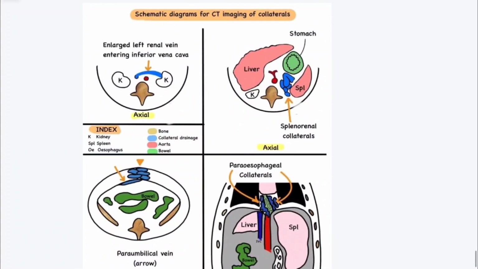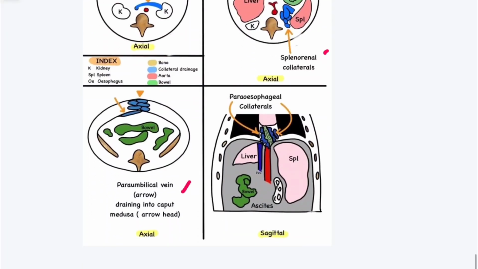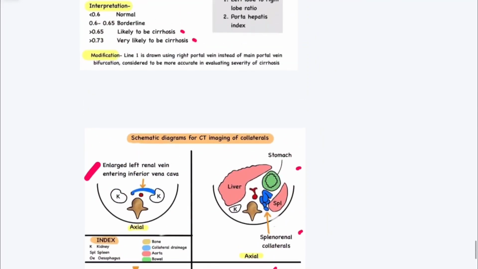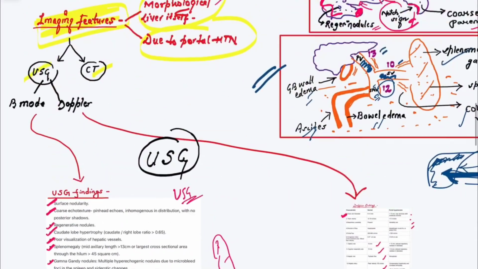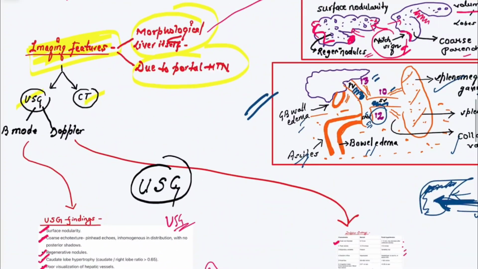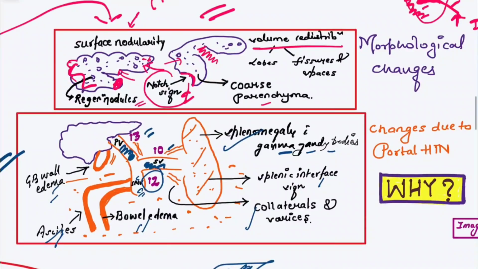As discussed earlier, all the findings that we have discussed are very well visible on CT also. The left renal vein can also be very well seen, and it is enlarged in cases of CLD. Next, all the collaterals can be very well seen: the paraumbilical vein recanalization, caput medusae, the paraesophageal collaterals, splenorenal collaterals, the varices and all. So these are the imaging findings of liver cirrhosis, including both the liver morphology and the changes due to portal hypertension.